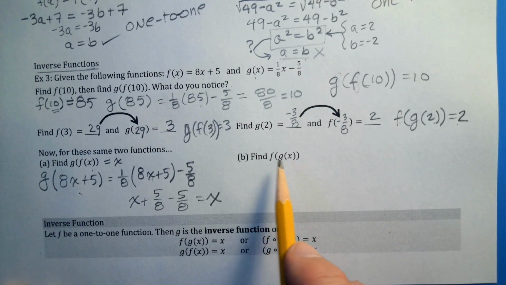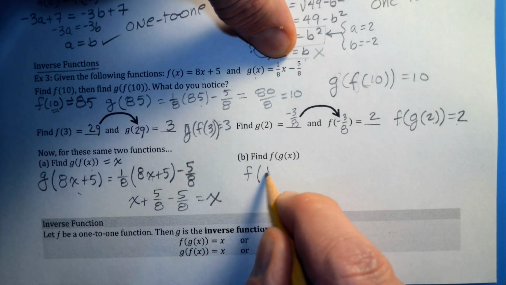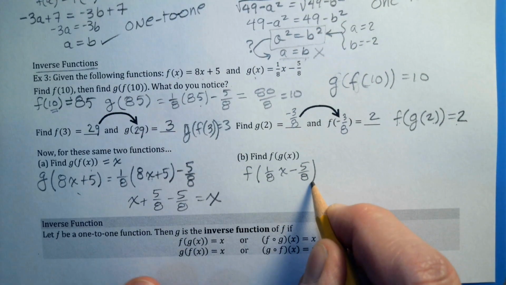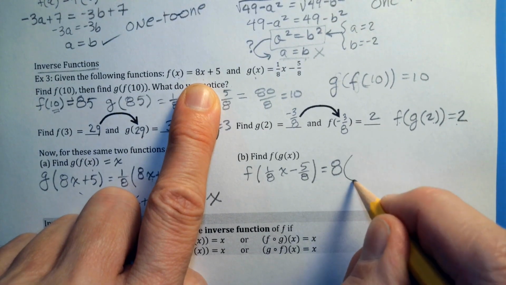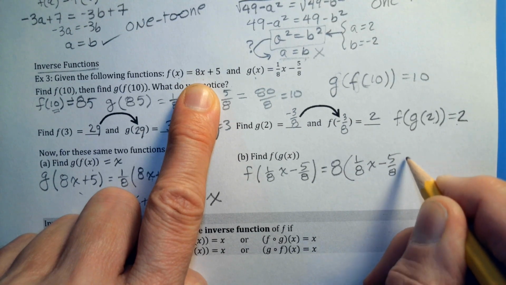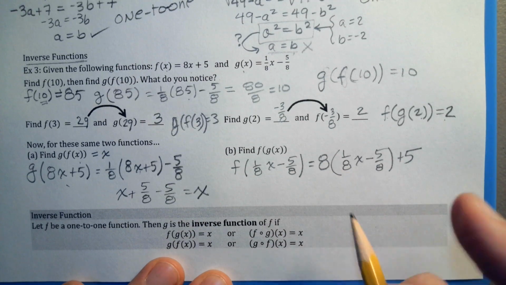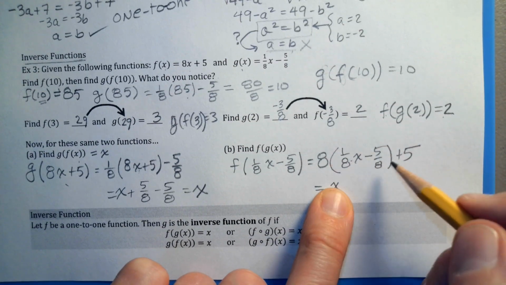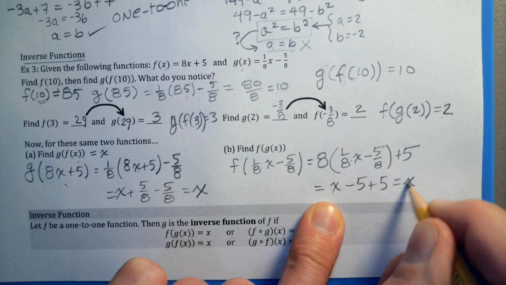All right, now what's f of g of x? So now f of, and I'm putting this whole function in, 1/8 x minus 5 over 8. Now I'm taking this whole function and plugging it in here: 8 times 1/8 x minus 5/8, plus 5. And when I distribute the 8, that's just going to be x, and the 8 and the 1/8 cancel. That's minus 5 but plus 5, and again, that's equal to x.